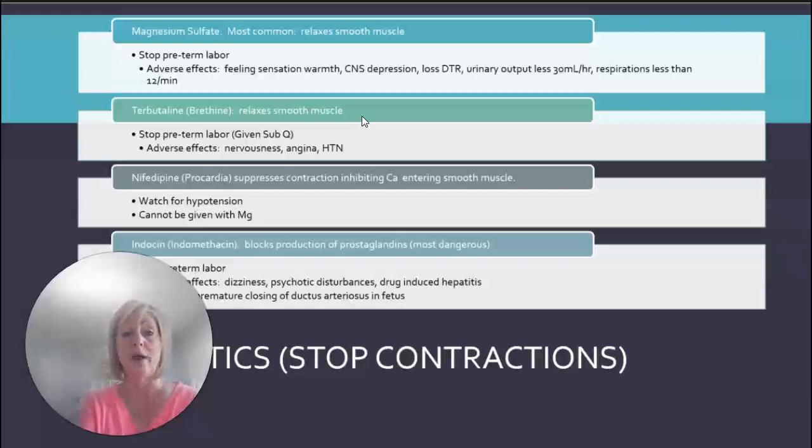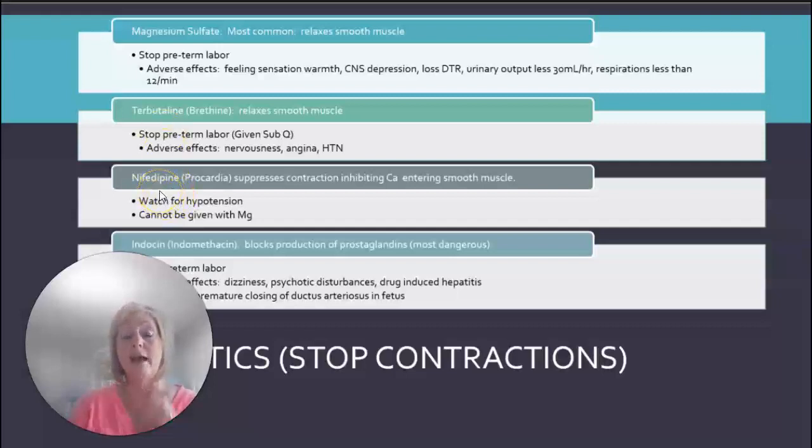The next one's terbutaline. We're going to call that Brethine. That is our brand name. This is our generic name. So we're going to learn it by terbutaline. This medication is given sub-Q, and it stops preterm labor. Sometimes this can be given PO too, and these moms will go home on it. Sometimes a mom comes in preterm labor, maybe from a urinary tract infection, we've resolved the urinary tract infection, and we've put her on Brethine to stop those contractions. So she may go home on that too, but we use that to stop those contractions.